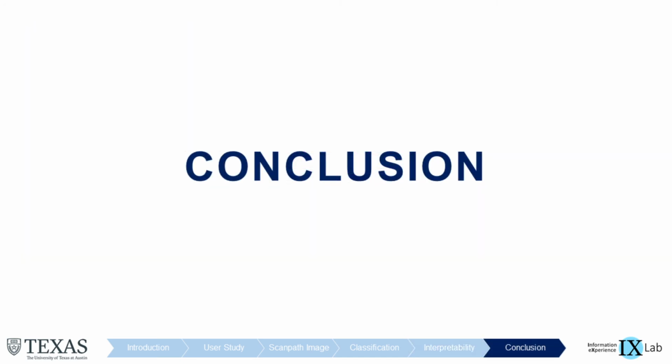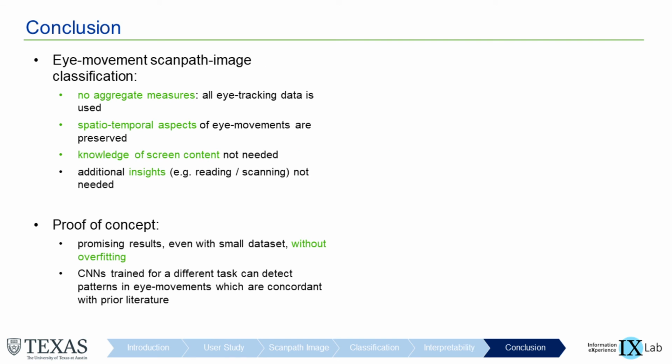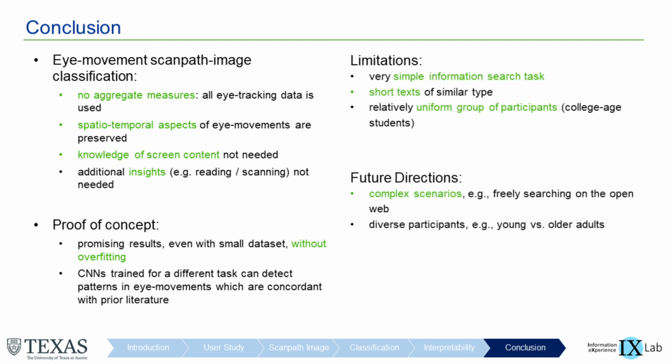In conclusion, we proposed a scan path image classification approach that has several advantages over existing methods. As a proof of concept, it shows promise without overfitting and makes good use of transfer learning. Our experimental design had some limitations, such as simple tasks, short texts, and uniform participant group. In the future, we plan to employ this approach to complex information search task scenarios and also with diverse participants.